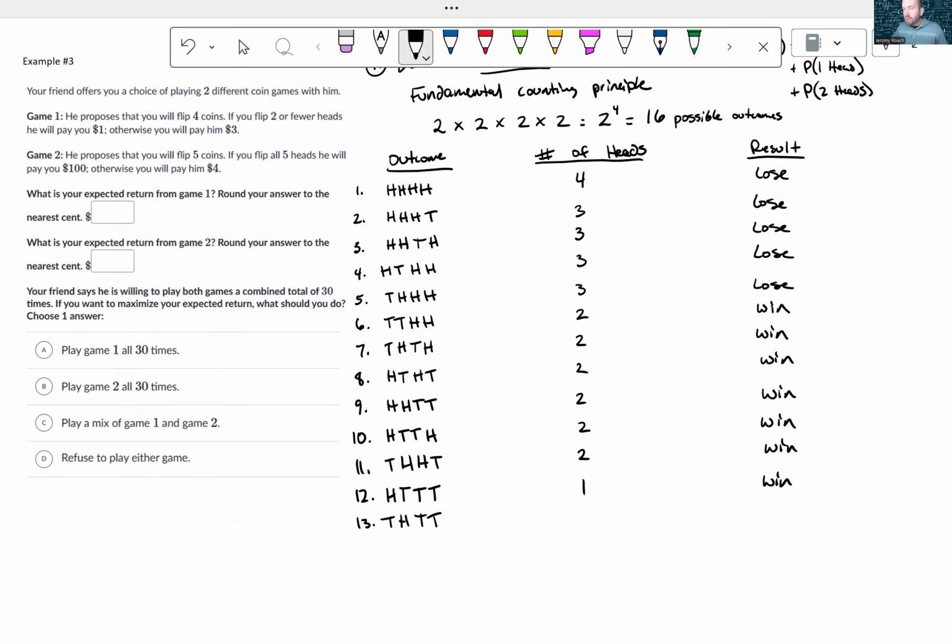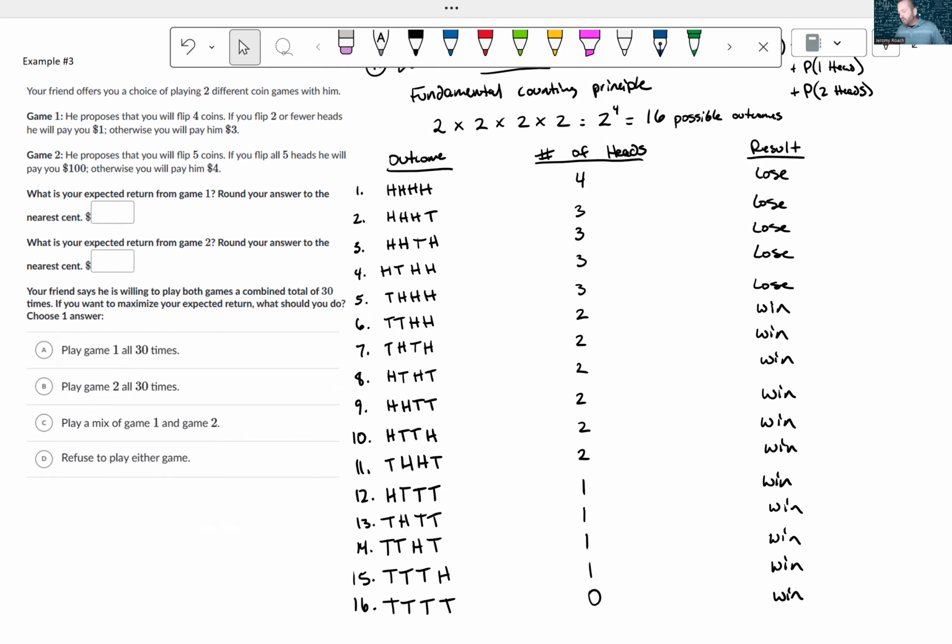Tails, heads, tails, tails. And that's one. And we would win. Tails, tails, heads, tails. And that's 1 head again. We would win. And this is tails, tails, tails, heads. 1, and we would win. And then the last one is if we got all tails. 0 heads, and that's still a win because that's 2 or less heads. Okay. All right. So now we have this.